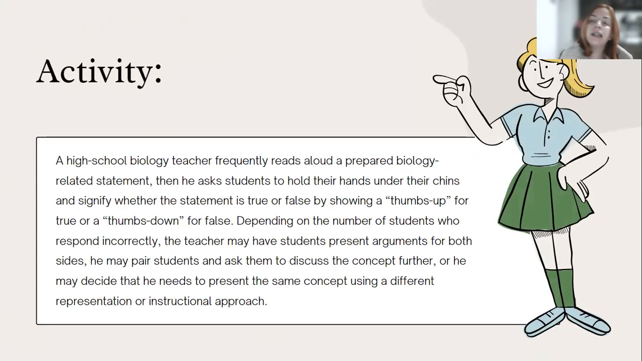So the activity says that this biology teacher presents a statement and he sees if students are correct or incorrect when they put their thumbs like this up or down if it's true or false. Depending on the students that are incorrect, he might ask students to present arguments for both sides or to discuss concepts further. Or maybe if these things do not work, maybe this teacher would apply a different approach or methodology to teach these statements or concepts.